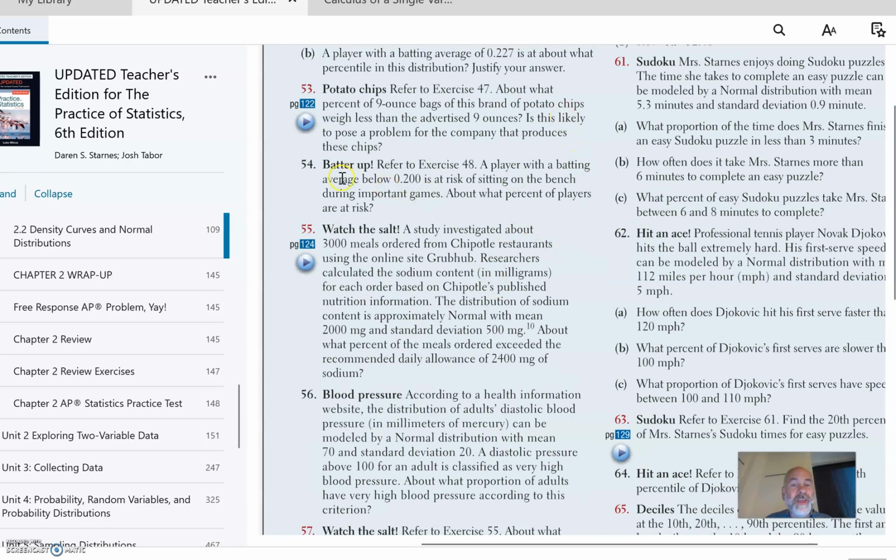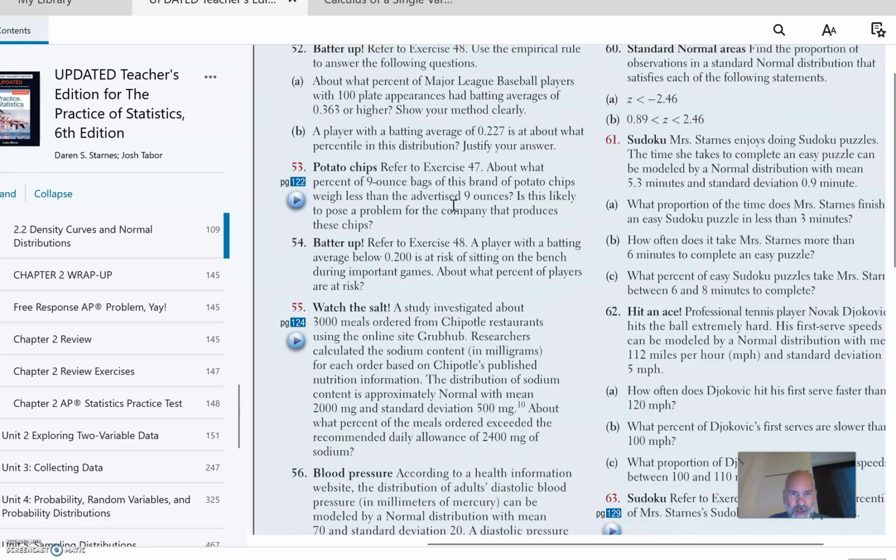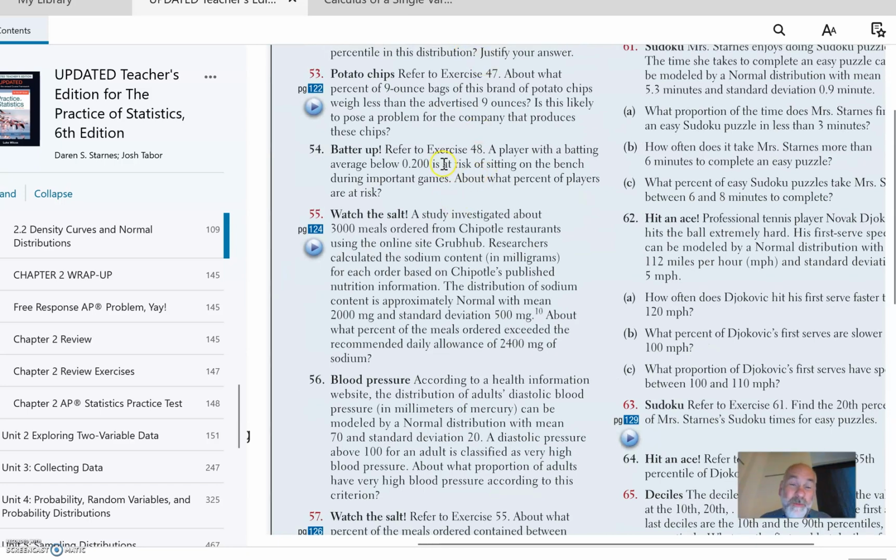Okay, just checking. That was 52, and then 54. Now in 54, they say 200. It doesn't say use the empirical rule on this one. So I think at this point, now you should think about using the norm CDF. You know what the mean is, you know what the standard deviation is, so you can draw the curve, and you want to know a player with a batting average of below 200, what percent of players have a batting average below 200. Then you're going to say, okay, I need to figure out that z-score, and then use norm CDF to find the area.